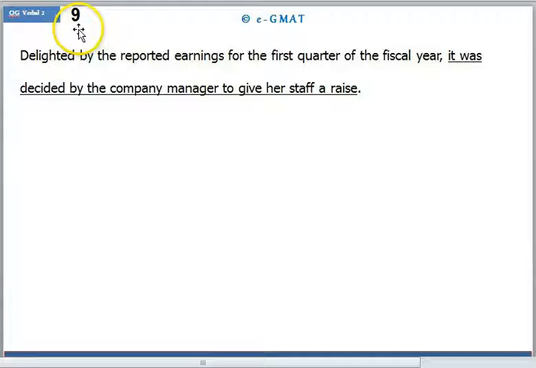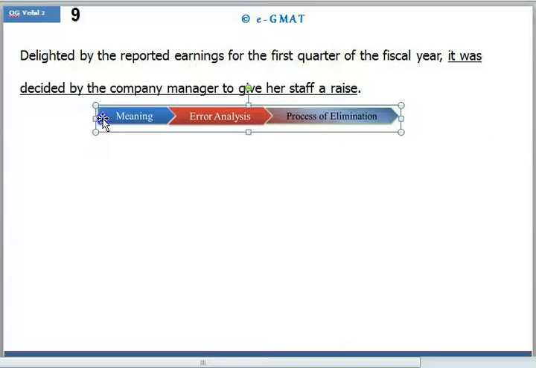We will solve question number 9 of OG Verbal Second Edition by using the e-GMAT 3-step process. In the first step, we will understand the meaning of the sentence. In the second, we will evaluate the errors in the sentence. And finally, we will review all the answer choices to get to the correct answer.